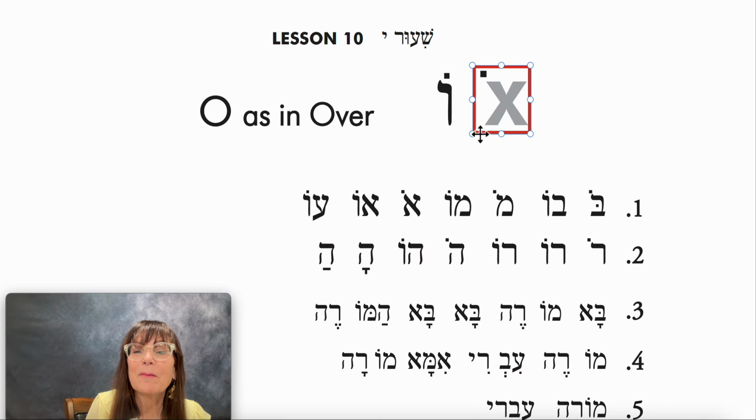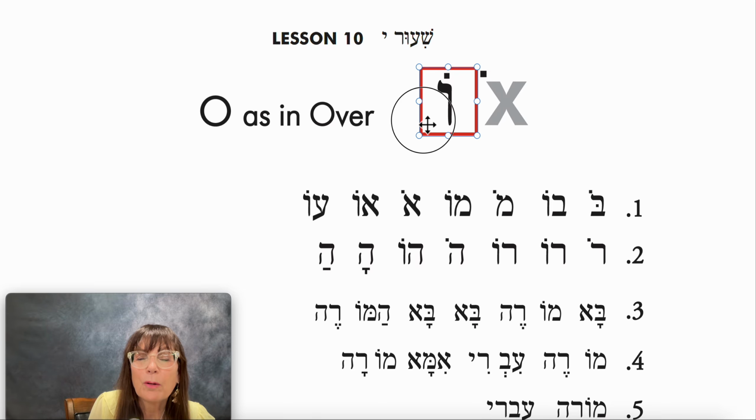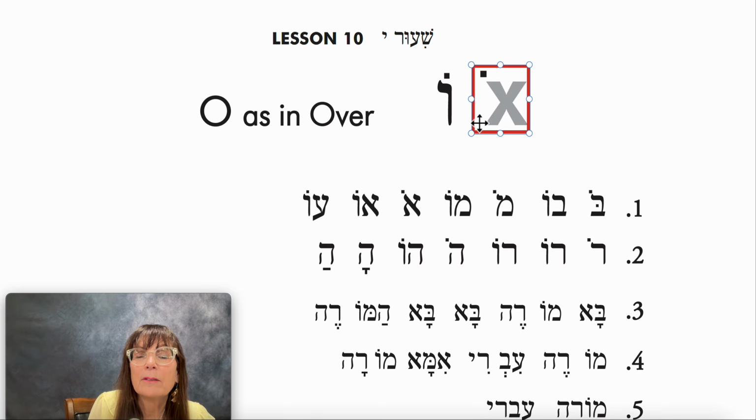Glad that you're here. So, today we're going to be starting in lesson 10, and this is a vowel. And the vowel takes two forms. One form is this little dot, again, a dot, not a square, over the upper left hand corner of the letter. So, the X in this book just represents any Hebrew consonant. It's not an aleph, it's not a letter, it's just a placeholder.